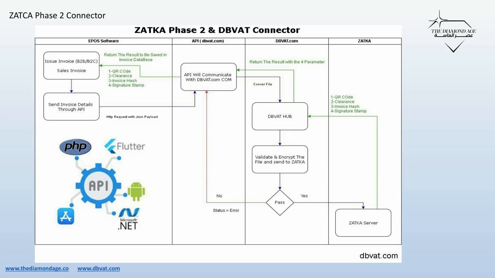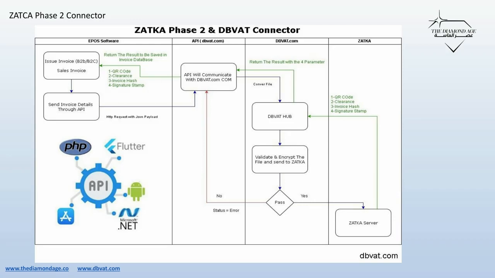This information, you need to save it in your database, in your transaction database. Here is a flow of how your EPOS system, regardless of the type of EPOS system, whether it is a desktop application or a cloud EPOS system, can connect with ZATCA through dbvat. Now, we issue the invoice from the customer, and we see here two lines, blue lines and green lines. The blue lines go from the EPOS system of the customer to the ZATCA server, from the seller to ZATCA, and the green line will return back.